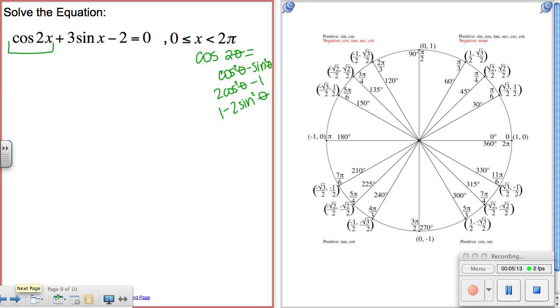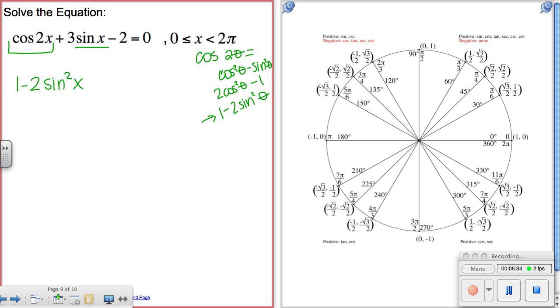Now, looking at what else I have in my equation, I also have a sine, so I think I'm going to choose the third one. That way, all I have in my trig equation are sines. So I'm going to replace this whole cosine 2x with 1 minus 2 sine squared x.